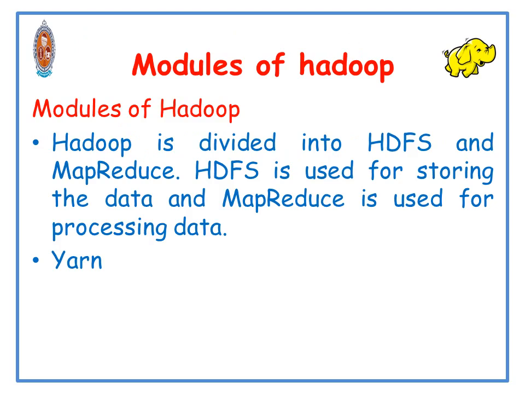Modules of Hadoop. Hadoop is divided into HDFS and MapReduce. HDFS is used to store the data and MapReduce is used to process the data. In the latest versions of Hadoop, a new module, YARN, is introduced. Yet Another Resource Negotiator is used to schedule jobs and manage the cluster. It is present in Hadoop 2.2 and 3.0 versions.